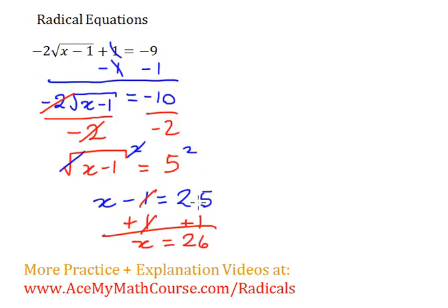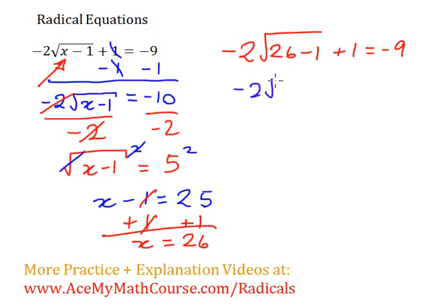Why is that? We want to plug in the 26 right here and see if this works out. So negative 2 times the square root of 26 minus 1, plus 1, is that equal to negative 9? That's the question that we should be asking ourselves. Well, 26 minus 1 is 25, and the square root of 25 is 5. So we have negative 2 times 5 plus 1. Is that equal to negative 9?